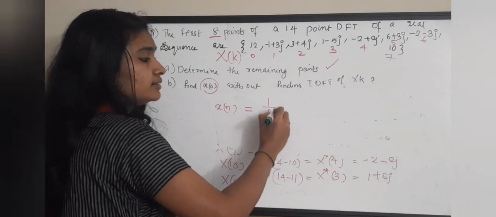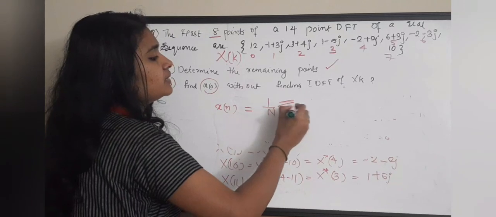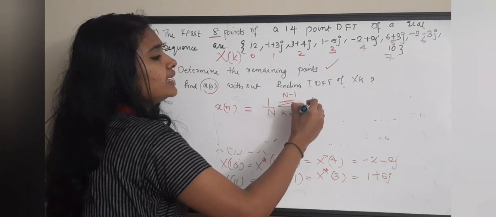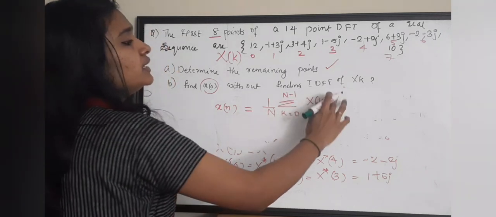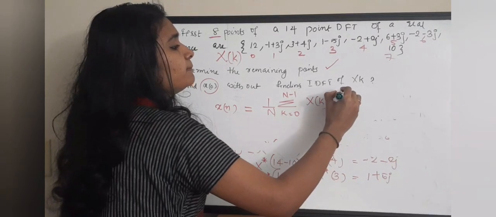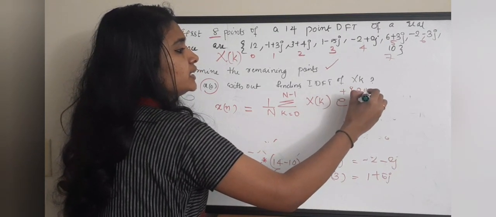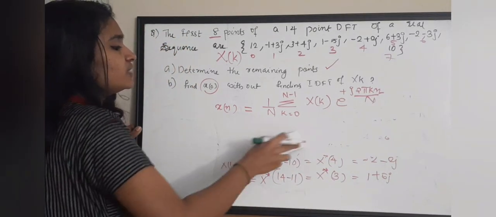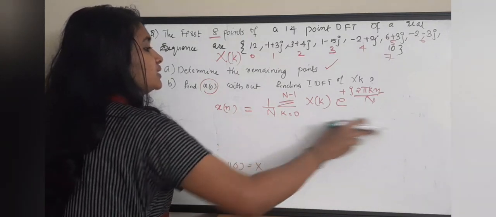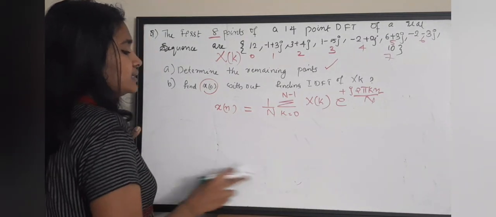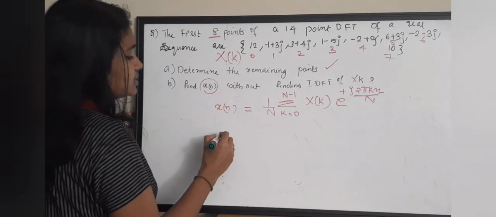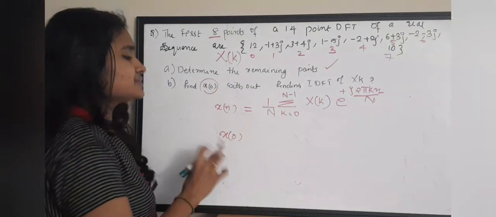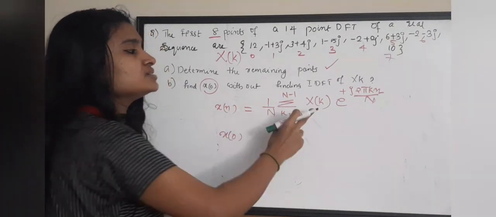That is 1 by n. I am writing the IDFT equation. Sigma k equal to 0 to n minus 1 x of k, which is your DFT, into e raised to plus j 2 pi k n by capital N. Okay, so this is your equation to find the IDFT. Now they are asking the value of n is equal to 0. That is, they are asking the value of x of 0, but they are asking that you should not do IDFT. So just substitute the value of n is equal to 0 in this equation.